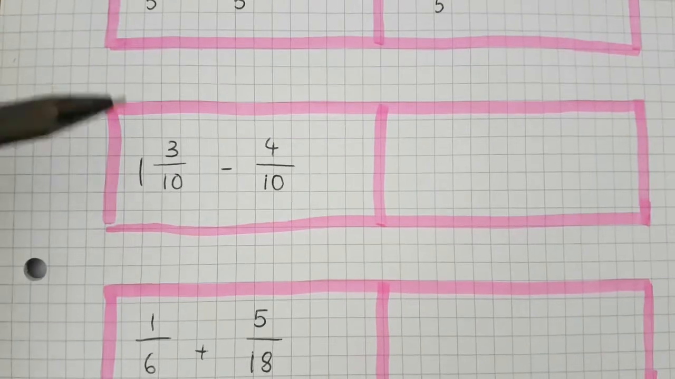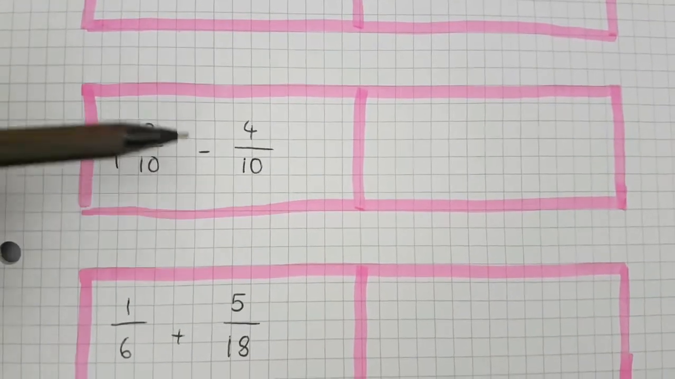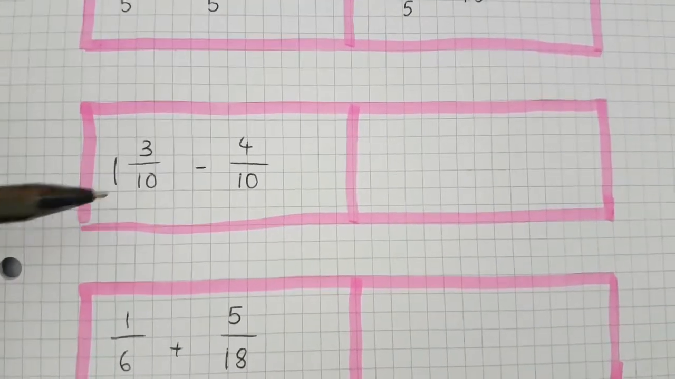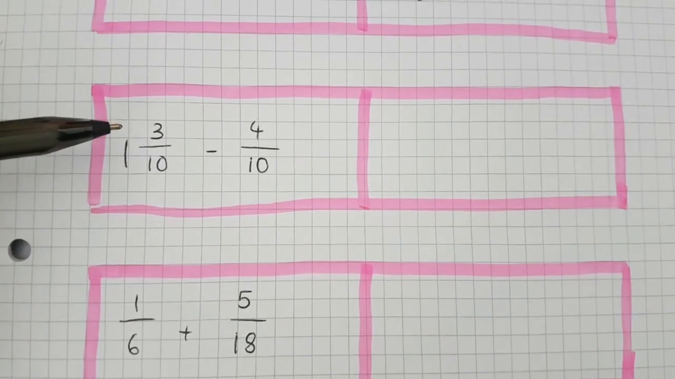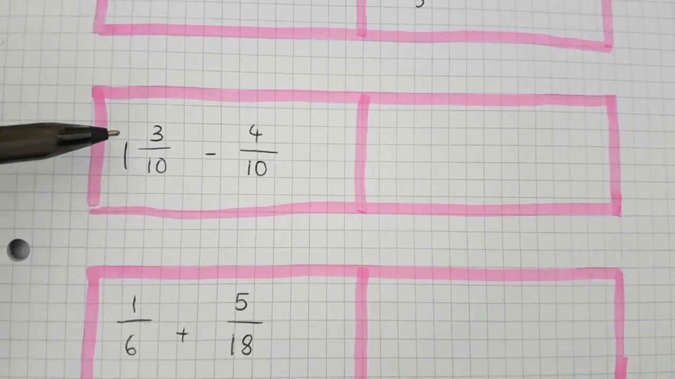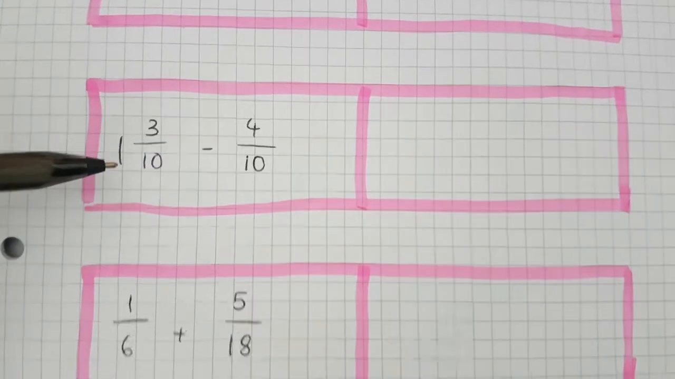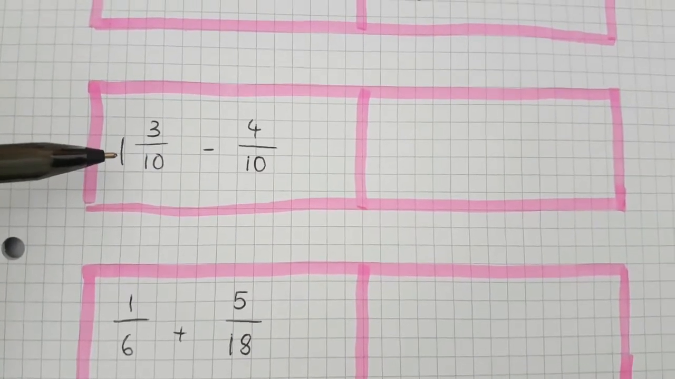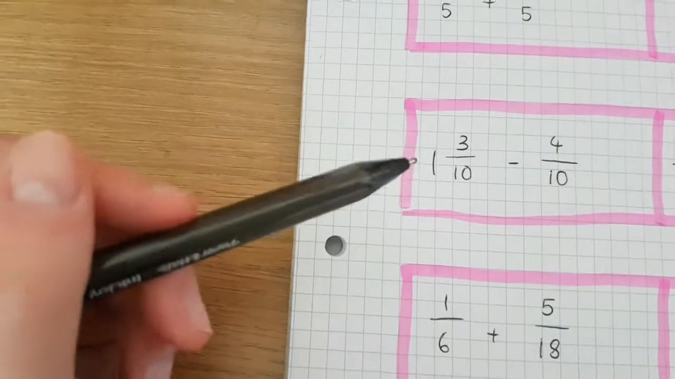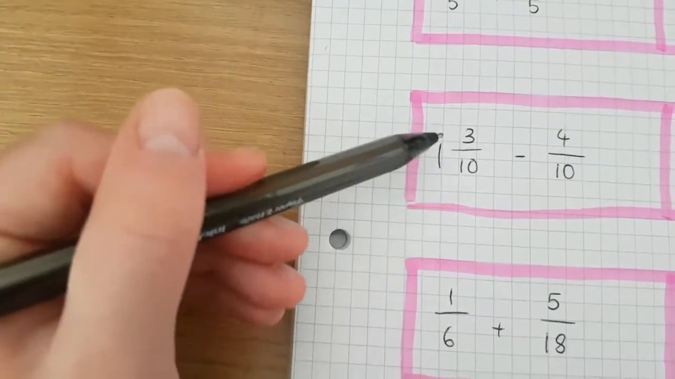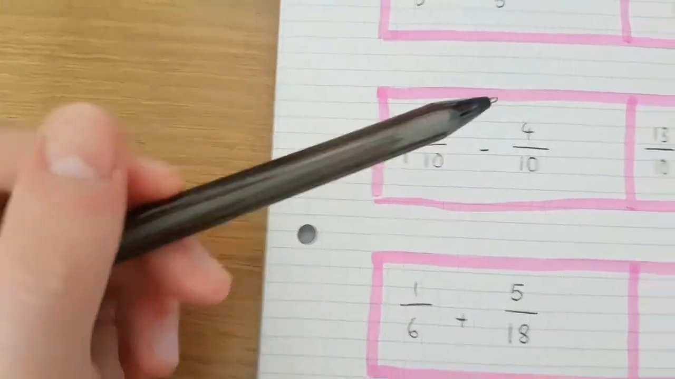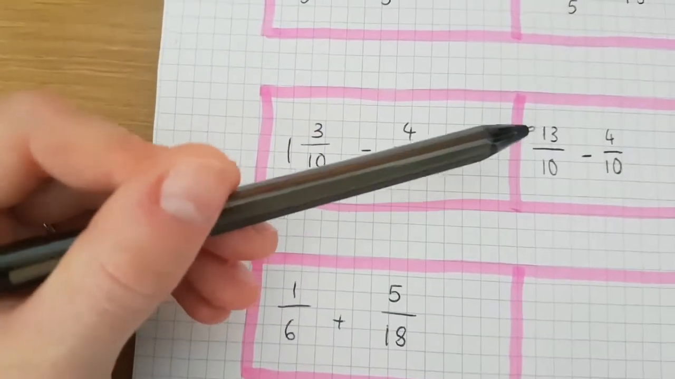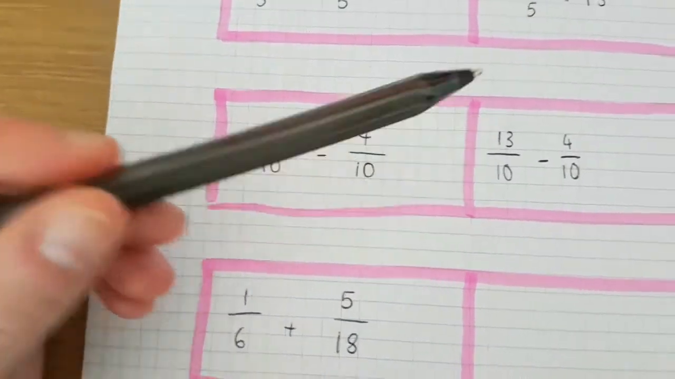In my second question, I have a mixed number fraction here. So the first thing I want to do is turn this mixed number fraction into an improper fraction. So pause the video, have a think about what this number is going to be if I turn it back into an improper fraction. Okay, so because we have 1 whole part, we're going to add 10 more onto the numerator. So if you said 13 over 10 as our new improper fraction, you've been right.